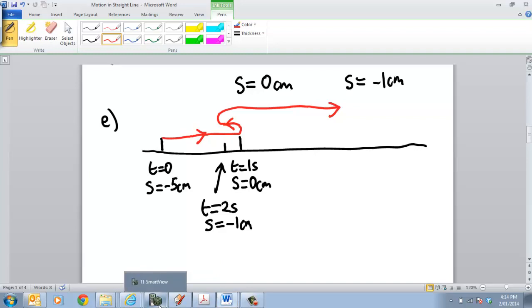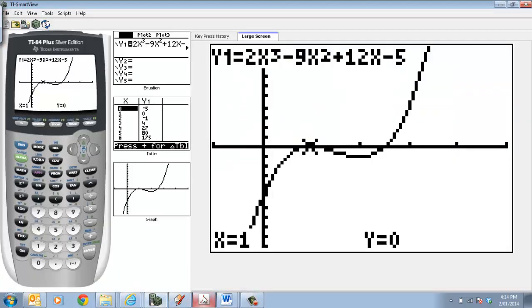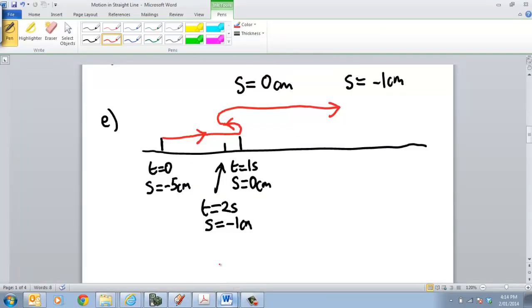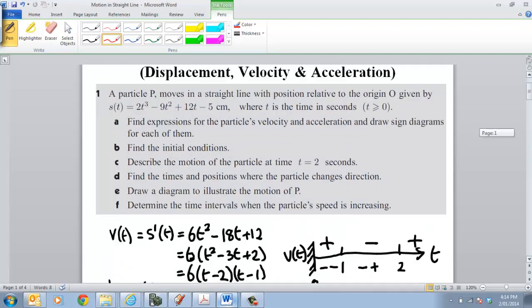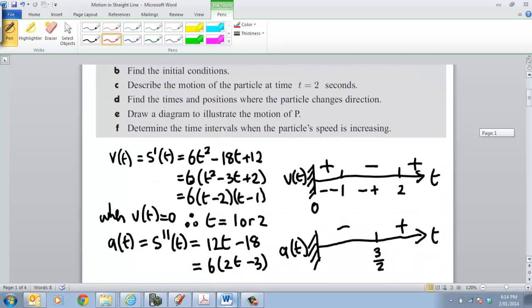Now, one of the questions that you might get asked is, how far has it travelled in the first 5 seconds? If it did that, then you'd have to work out how far it is at t equals 5 seconds, and you can add that section to that section to that section. That's the sort of question that you might get asked, and I don't think it's asking us in this particular case. So we've done that to illustrate.